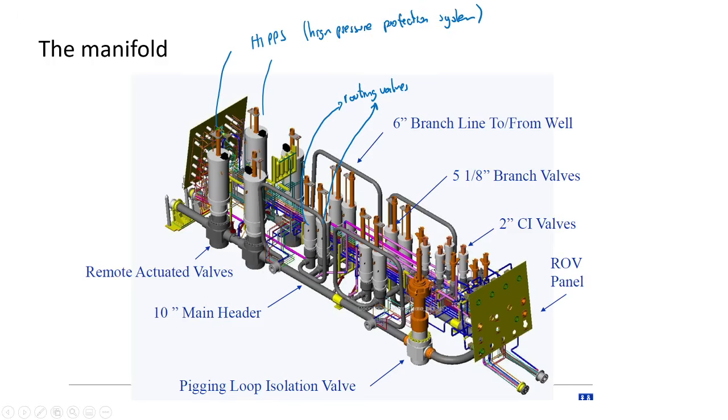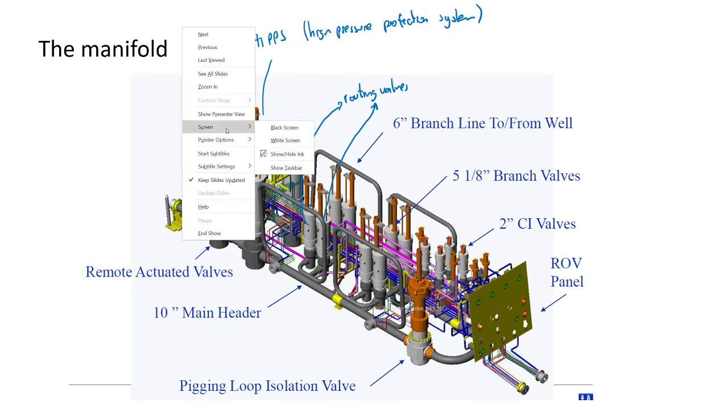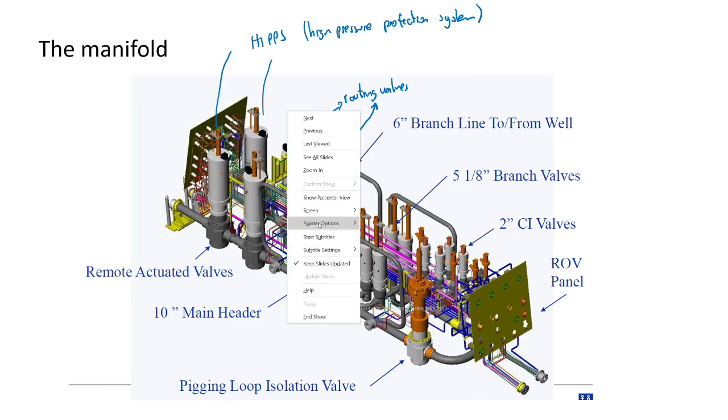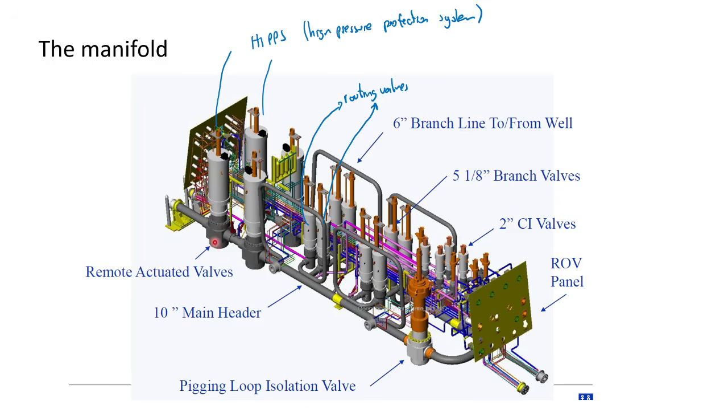Typically, all the system upstream of this point is made to withstand the full reservoir pressure. So when the well is fully open and you close the rate completely, all of this is made up to specification and is able to take the full well reservoir pressure.